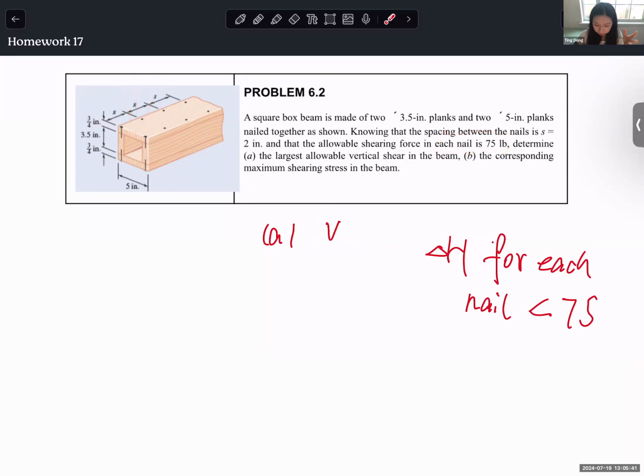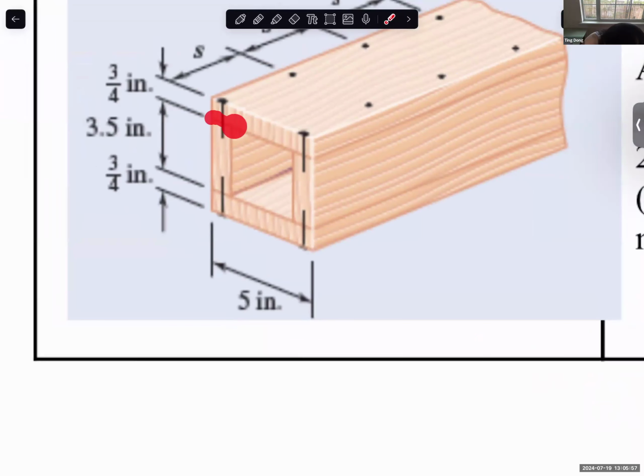The second one is about the maximum shear stress. I don't consider nails or different wood planks nailed together or anything. Just for this entire cross-section, the maximum shear stress is at the neutral surface. So one is considering this cutting surface because it's the surface connected by the nail. The second part is this: consider this as the cutting surface because this cutting surface has maximum shear stress.